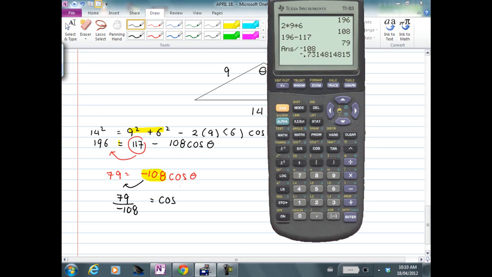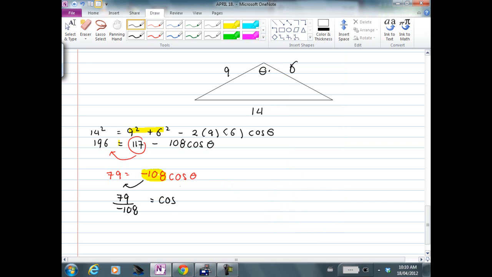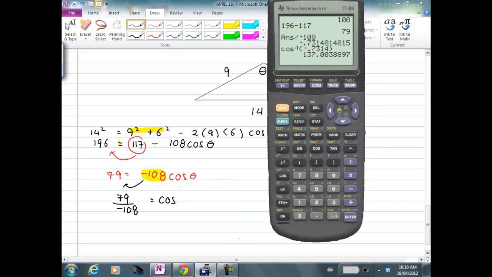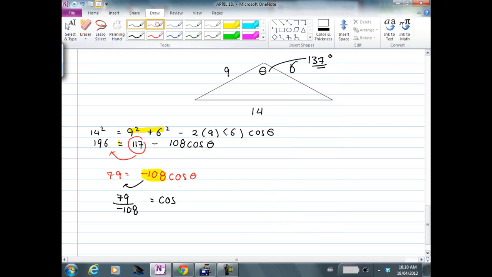Inverse cos. Second function cos. Negative 0.7314. Bada bing. Bada boom. 137. Okay. So that angle right there is 137 degrees. Now, I'm going to make it a bit more challenging.